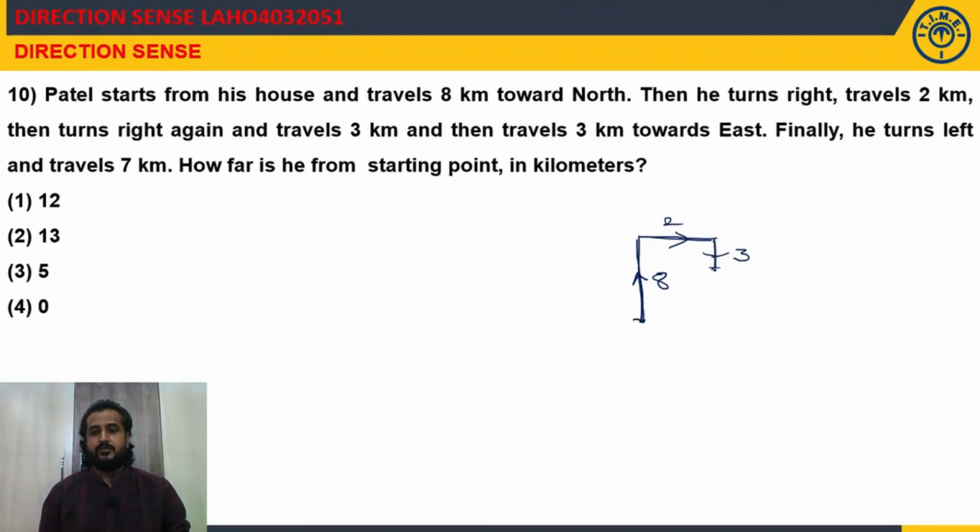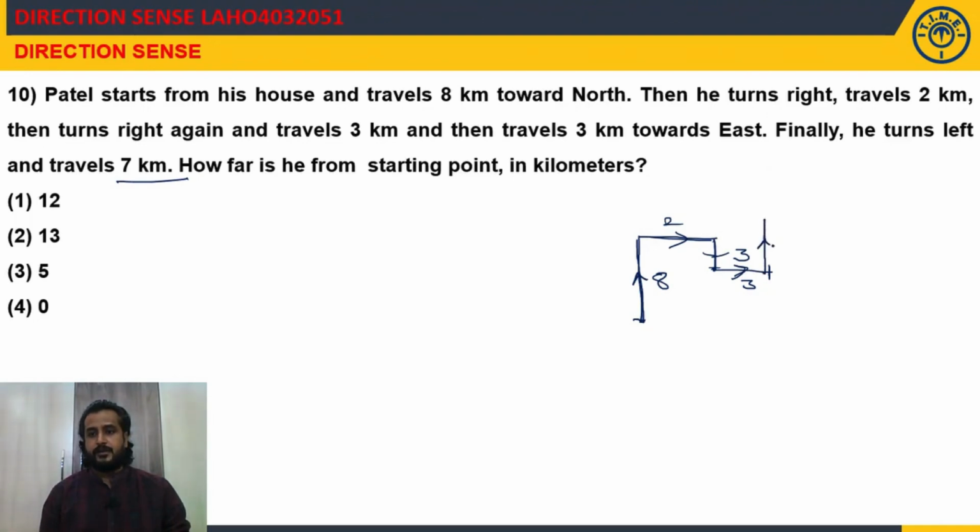From this location, east will be right hand side. East. How many kilometers? 3 more kilometers. Now he is at this location. Finally he turns left. Actually he is moving towards east, so left side is north. How many kilometers did he travel? 7 kilometers.